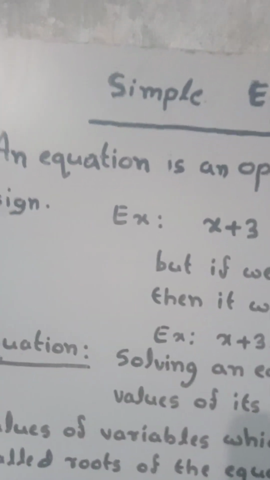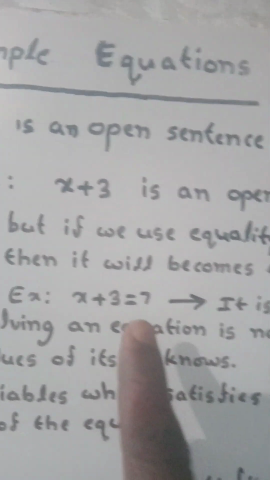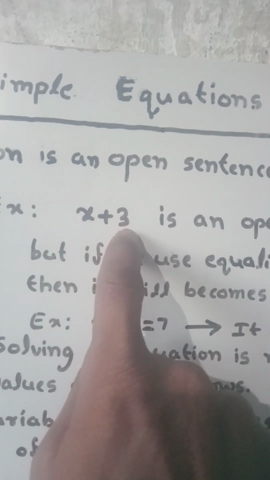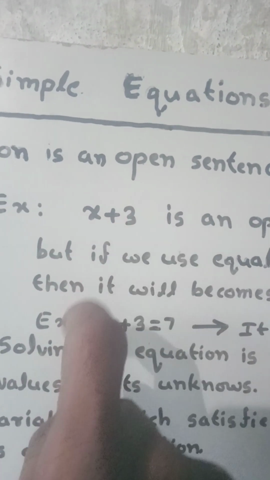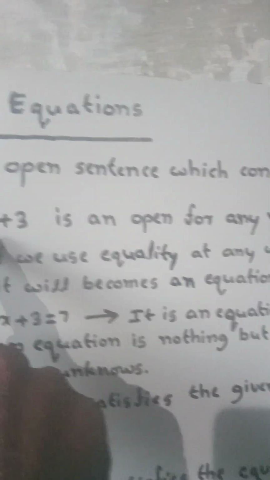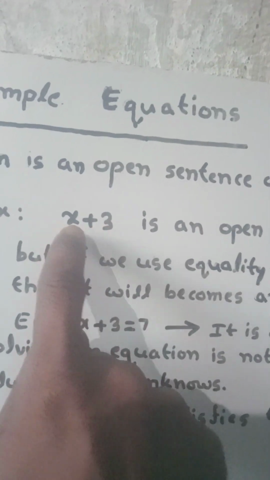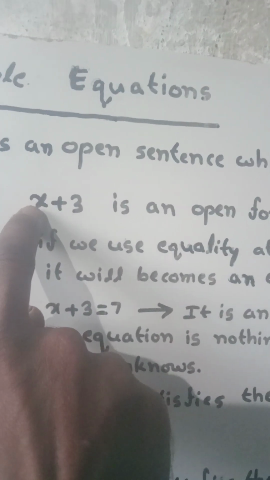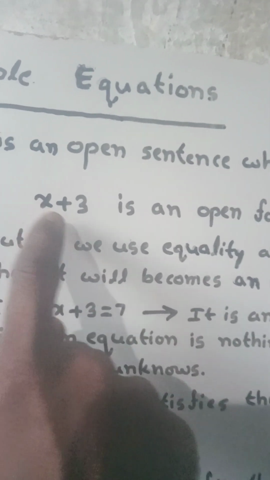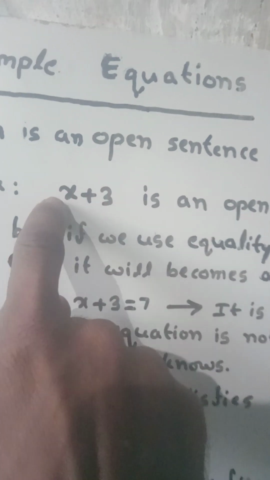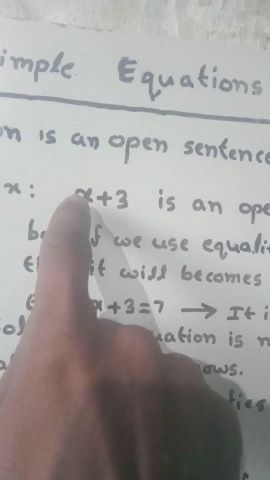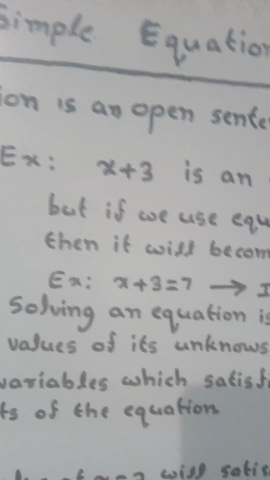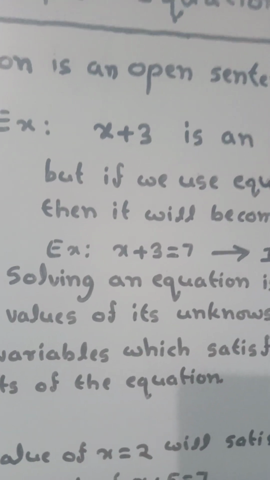Take any open sentence, like here x plus 3. Why is it an open sentence? Because it is open for any value of x. We can replace x by any number here. If x is 1, the value of this expression becomes 1 plus 3, which is 4. If x is 2, 2 plus 3 is 5. So it is open for every real value of x.